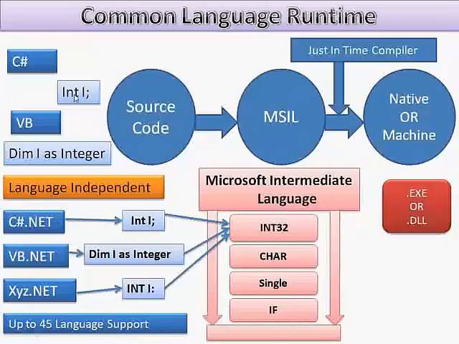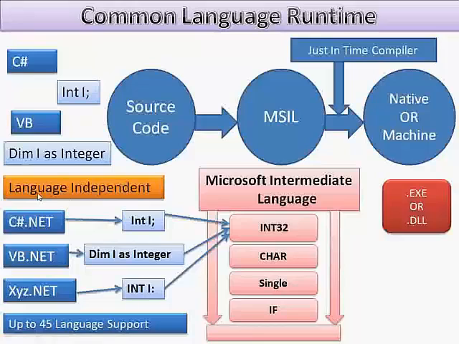I have one integer variable i. This is in C#, and suppose I declare an integer variable in VB, Dim i as Integer. This is what we are calling source code. Now, what is the common language runtime functionality? It converts your source code into MSIL code. MSIL stands for Microsoft Intermediate Language.